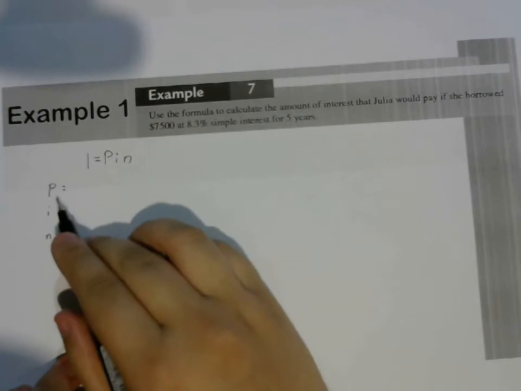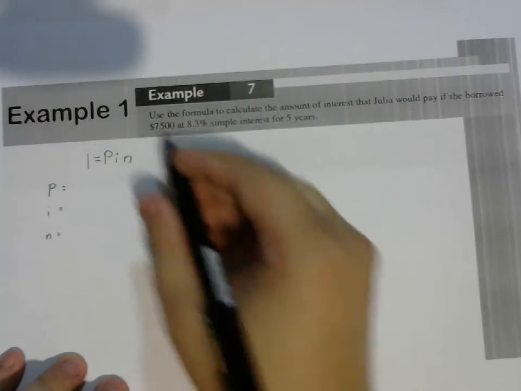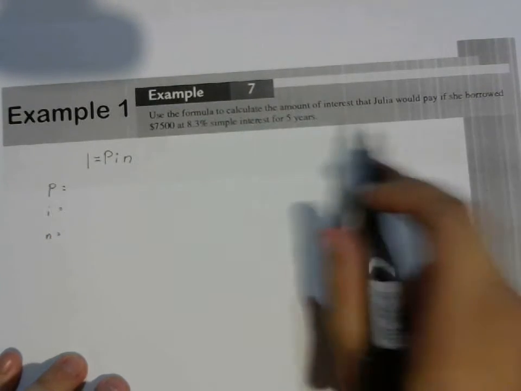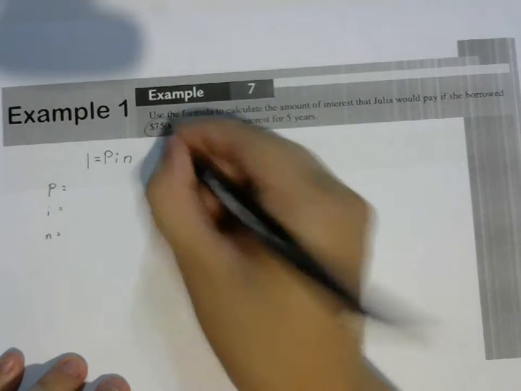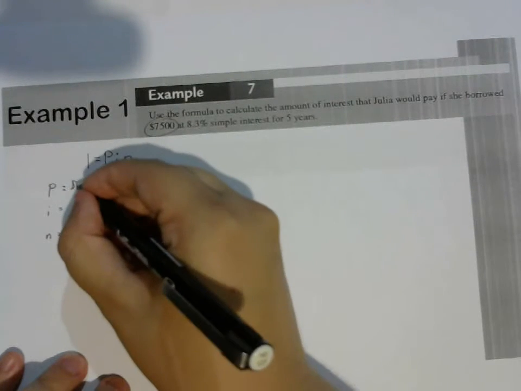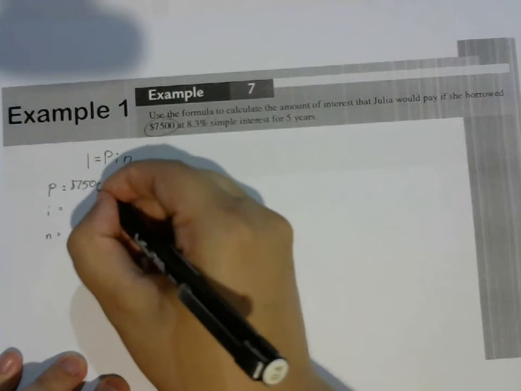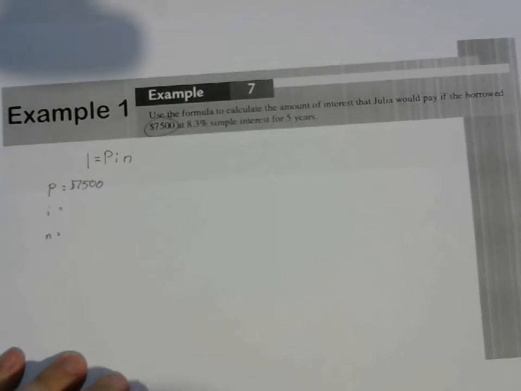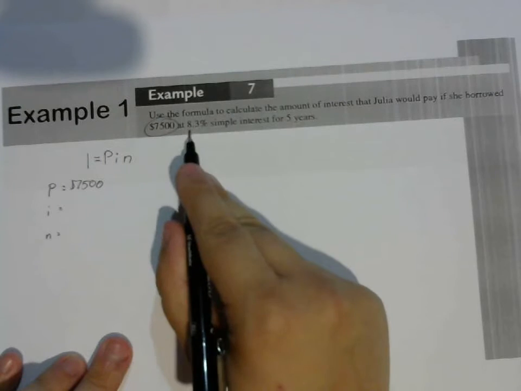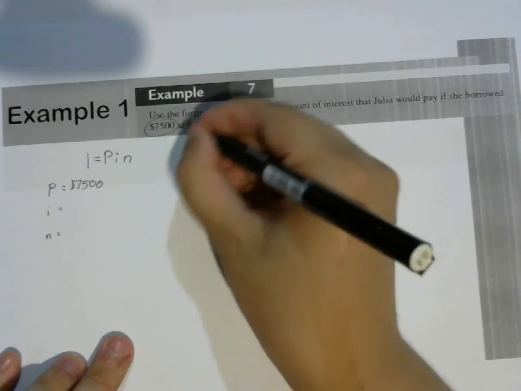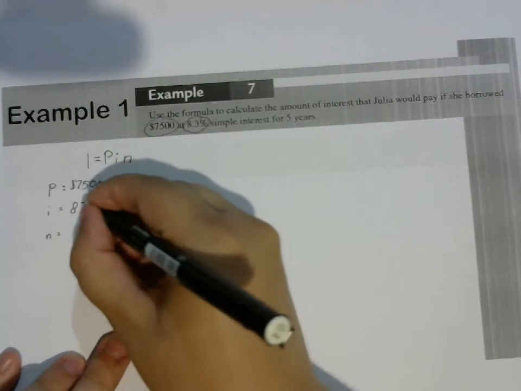P is my principal, which is the amount borrowed or invested. And when we look at our question, Julia borrowed $7,500. So that is my principal. I is the interest rate. And we're told here that we have 8.3% simple interest. So that's my interest rate, 8.3%.